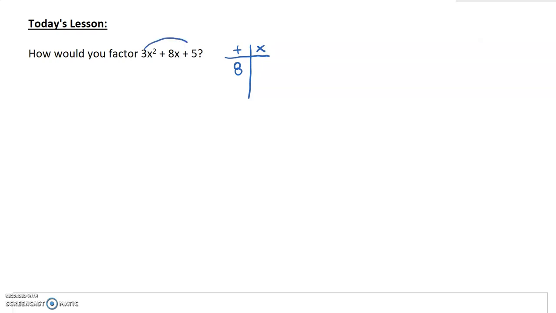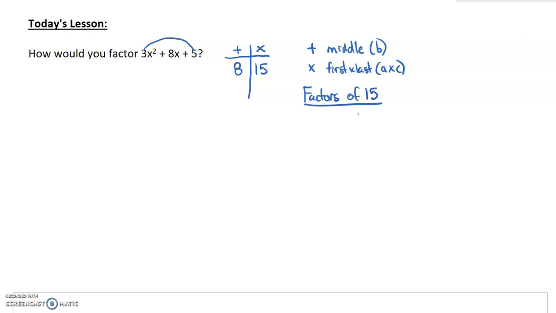So 3 and 5 makes 15. So we need two numbers that are going to add to the middle term and multiply to a times c. Add to the middle term, the b term, and multiply to the first times the last. A times c. And so what we're going to do here is again find factors, but in this case, it's factors not of 5, it's factors of 15.